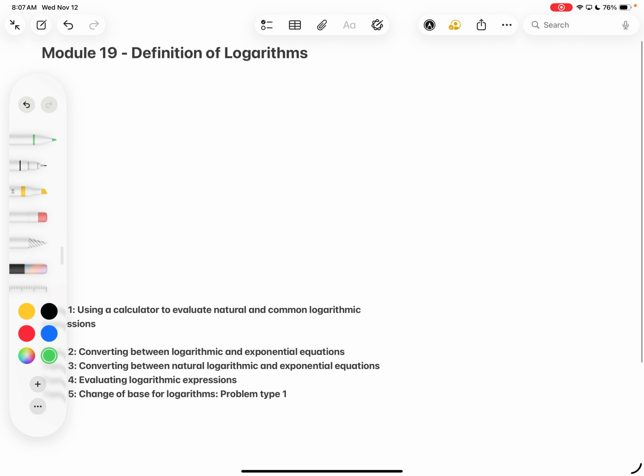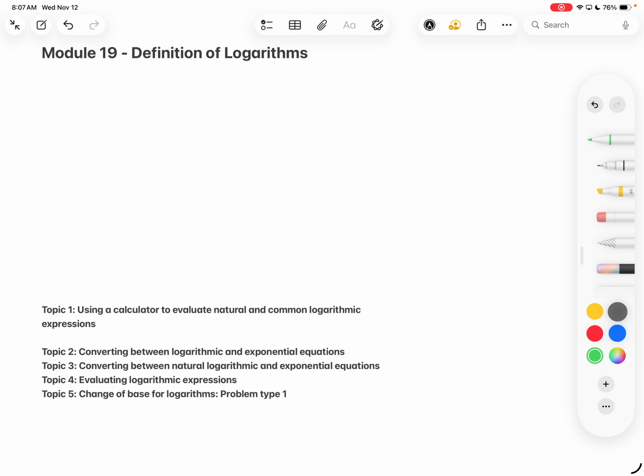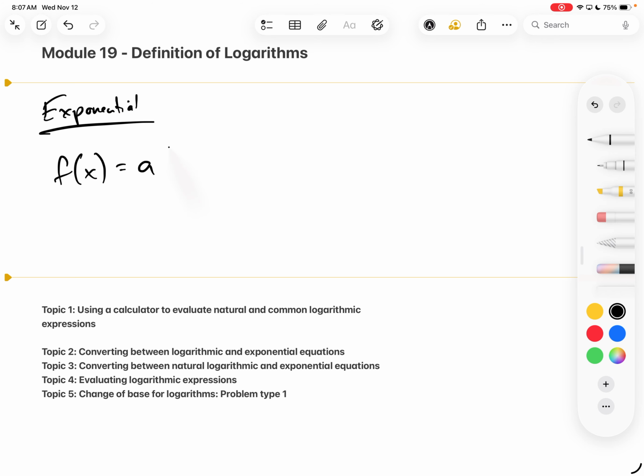All right, so this is about logarithms, but we got to talk about what a logarithm is. So first of all, we need to know what an exponential equation is. So an exponential function is f of x equals a, I think they say a to the b x. I'm just doing b to the x right now.